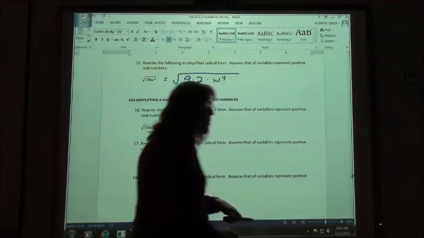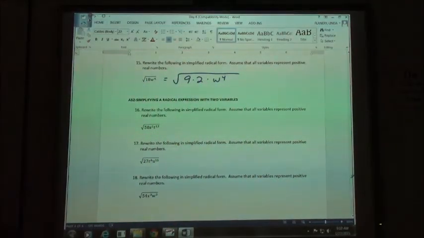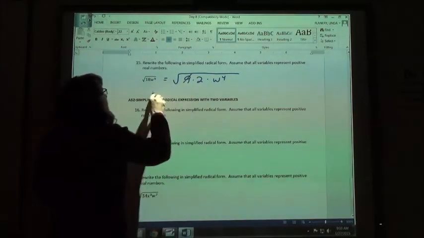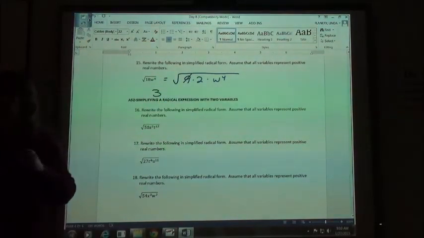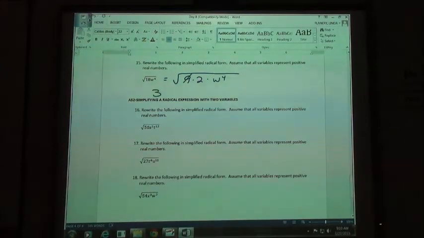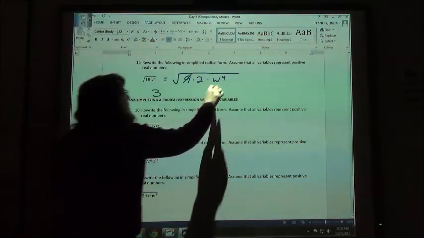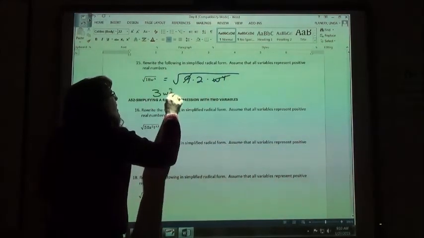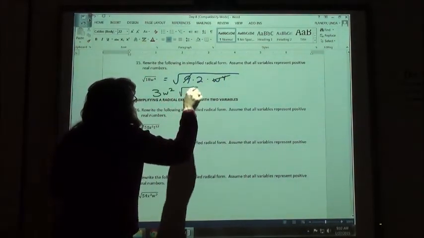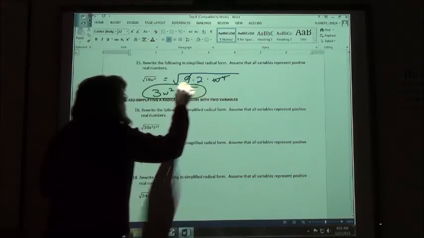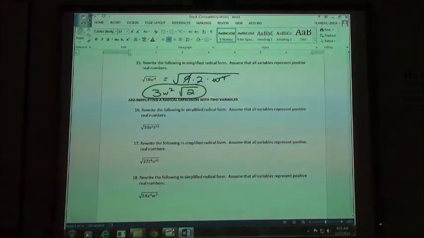So we want to take out our perfect squares. What can we take out of there? 9. The square root of 9 is 3. What else can we take out of there? Your w to the 4th, and the square root of w to the 4th is w to the 2nd. And the 2, can't do anything with him. He stays under the square root. So 3w squared square root of 2 is your answer.